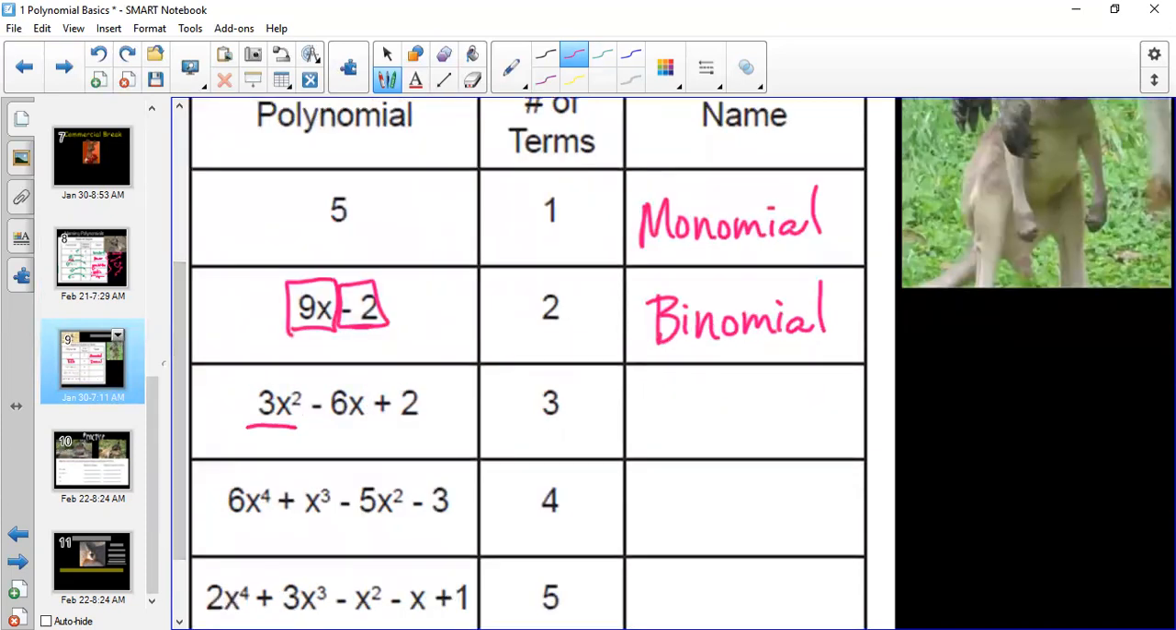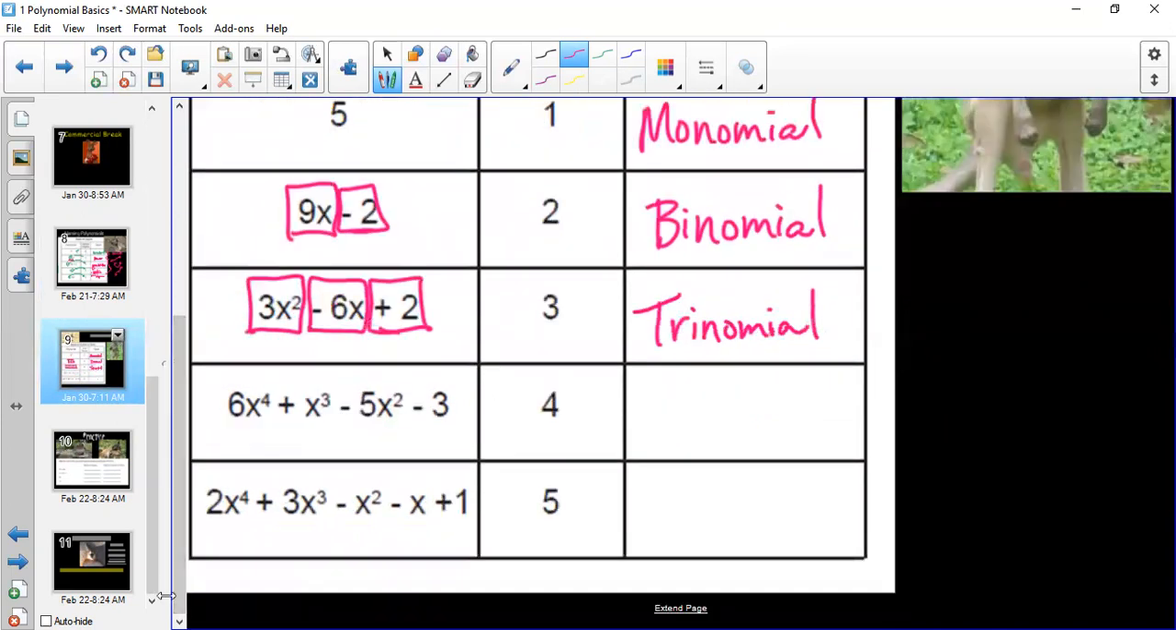All right, and this we have 3 terms, 3x squared, a -6x, and a +2. So that's got 3 terms. Think about something with 3 wheels. That is a trinomial. Now, just like degrees, where I'm sure they have a name for all of them, we are going to stop at trinomial.